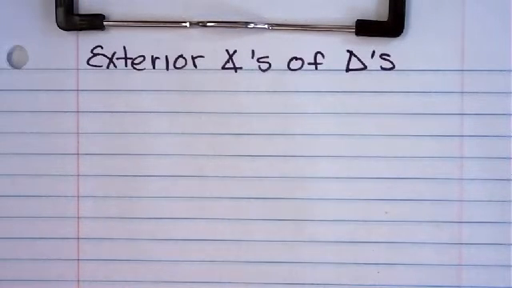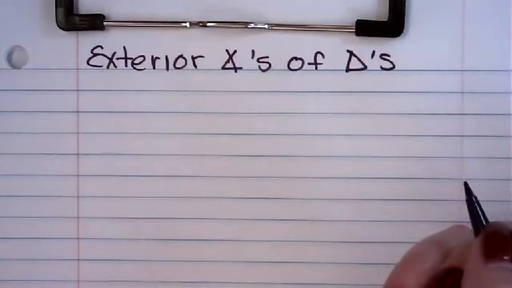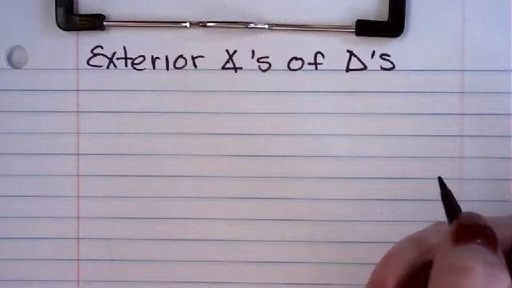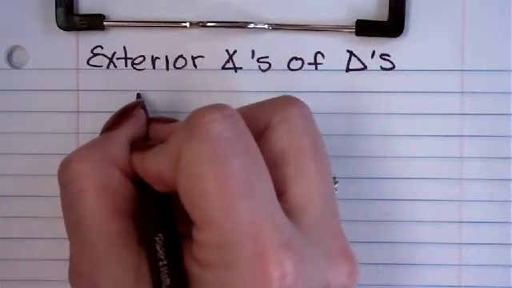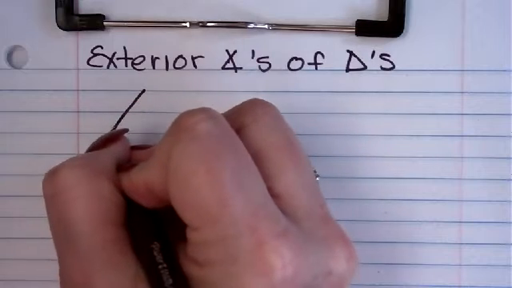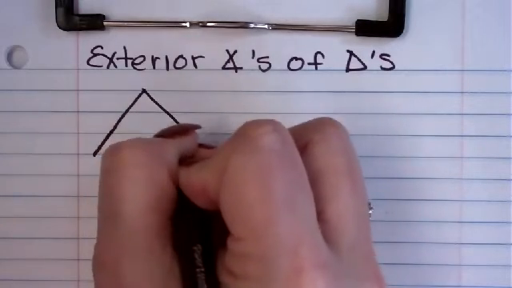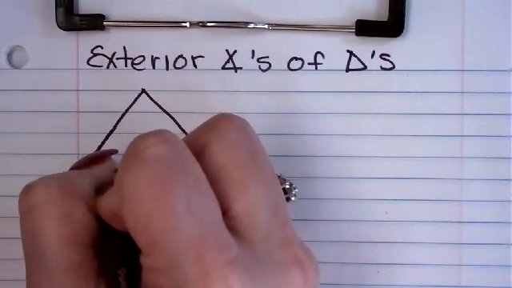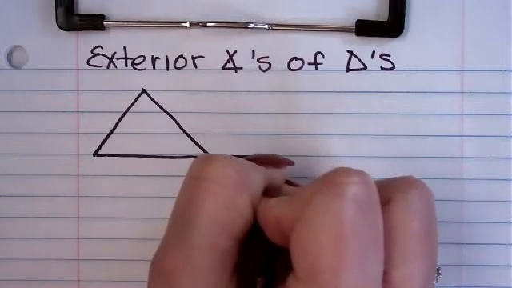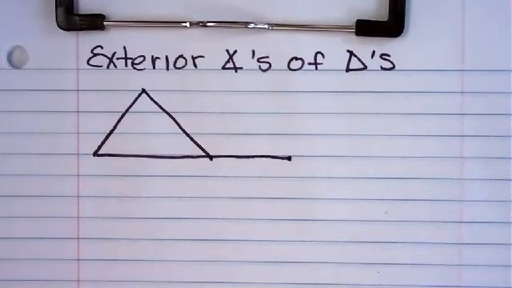This is the video notes that are going to go with exterior angles of a triangle. Okay, so let's just get our vocabulary and basic knowledge into place. So I'm going to just draw a little triangle right here, and I'm going to extend one of the sides out.